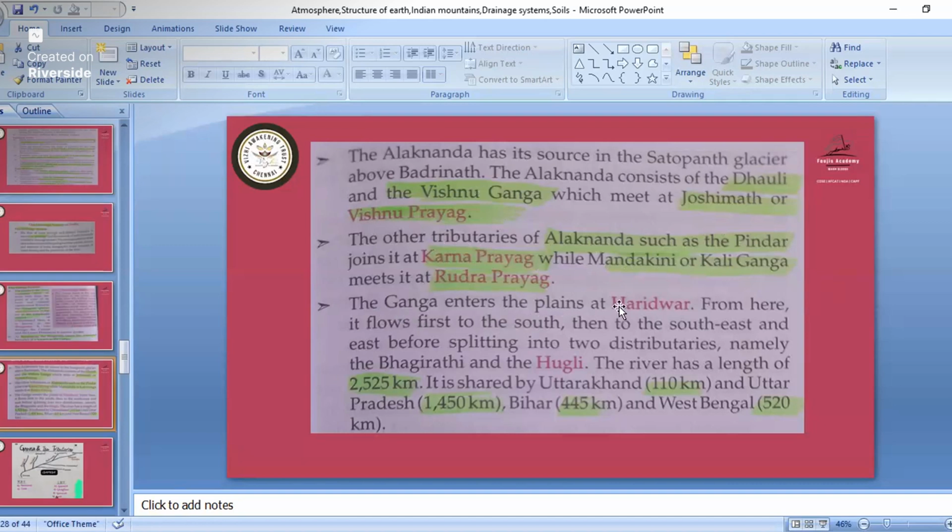The Ganga enters the plains at Haridwar, and the river has a length of 2,525 kilometers. So it is the longest river in India. It is shared by Uttarakhand 110 kilometers, Uttar Pradesh 1,450 kilometers, and Bihar 445 kilometers. So the highest length is in UP. You must know about this. In UP it covers 1,450 kilometers.